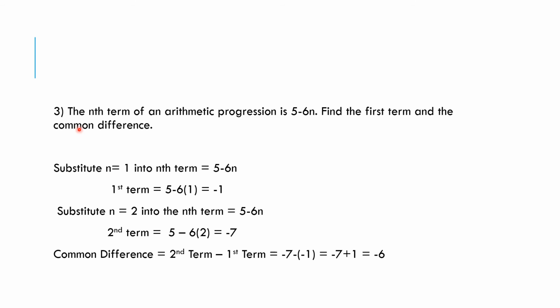Let's have a look at another question. The nth term of an arithmetic progression is 5 minus 6n. Find the first term and the common difference. Now substitute n equal to 1 into the nth term 5 minus 6n. The first term is 5 minus 6 times 1, that is minus 1. Substitute n equal to 2 into the nth term 5 minus 6n. So the second term is 5 minus 6 times 2, which equals minus 7. The common difference is the second term minus the first term. So minus 7 minus (minus 1), that is minus 7 plus 1, so minus 6. So the first term is minus 1 and the common difference is minus 6.